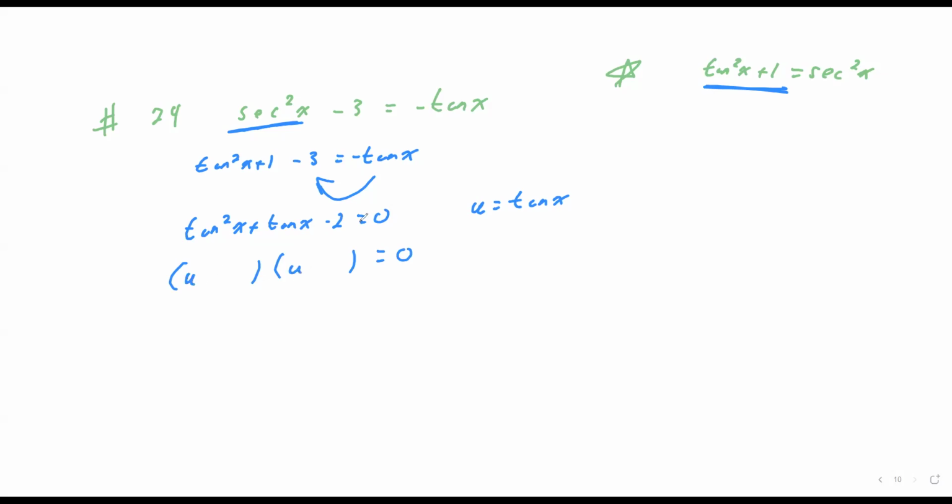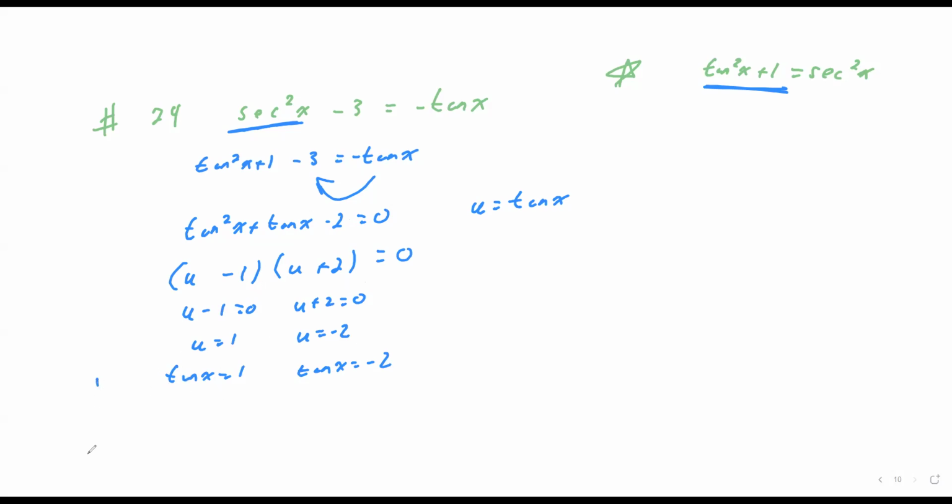Two things that multiply to 2 but add up to 1. That's only 1 and 2, so this has to be a positive, this has to be a negative. So this would be u minus 1 equals 0, u plus 2 equals 0, so u equals 1, u equals negative 2. Therefore tan x equals 1, and tan x equals negative 2. Now we saw a situation like this, so we want to make sure the answers that we get do work out for this.